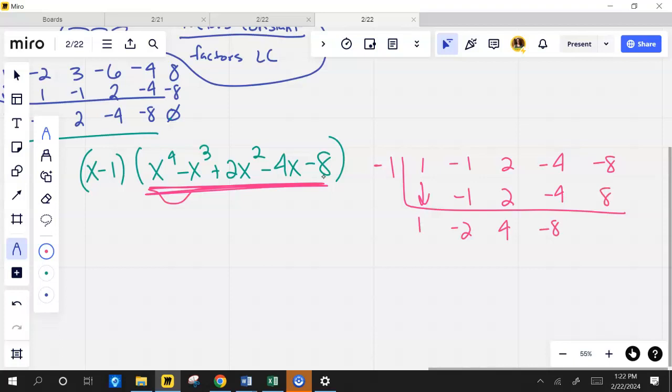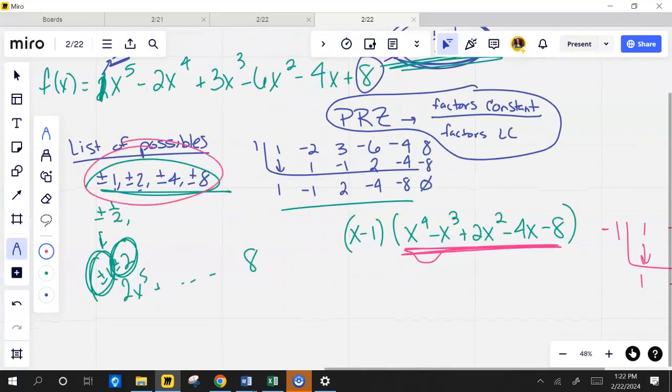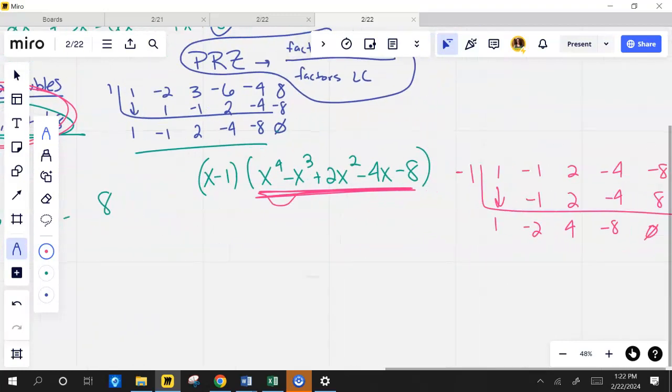Alright, so why do you use -1? That was from our list of possibilities over here. I'm still pulling from that list of numbers. And Dozier said he graphed it, and it looked like it crossed at 1 and -1, so I thought it'd be a good one to try.